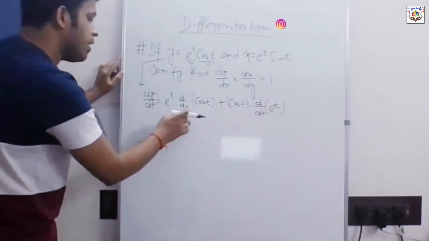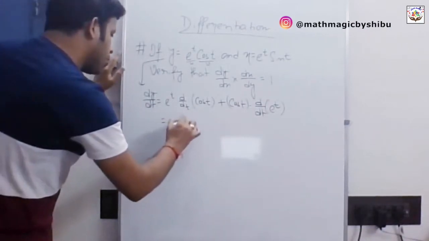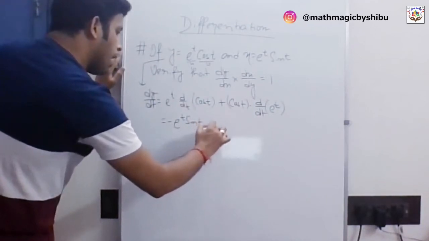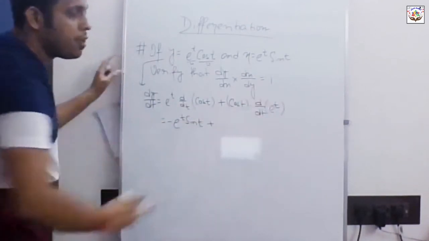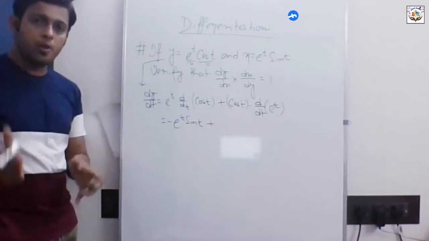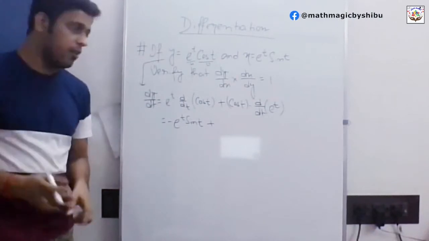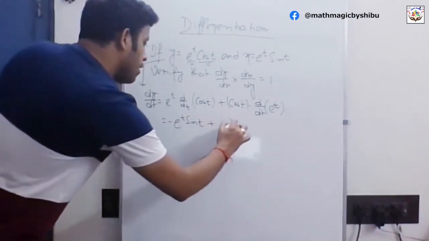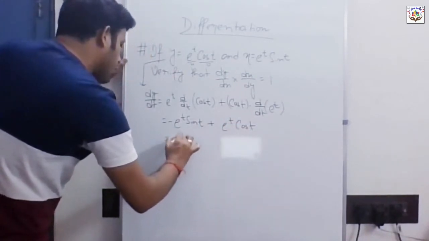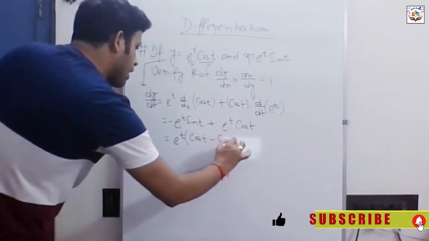So what we will be getting? d/dt of cos t would be minus sin t only. It would be minus e to the power t sin t plus d/dt of e to the power t would be e to the power t. As we know, d/dx of e to the power x equals e to the power x. So d/dt of e to the power t would be e to the power t, right? So it would be e to the power t cos t. So we have e to the power t within bracket cos t minus sin t.